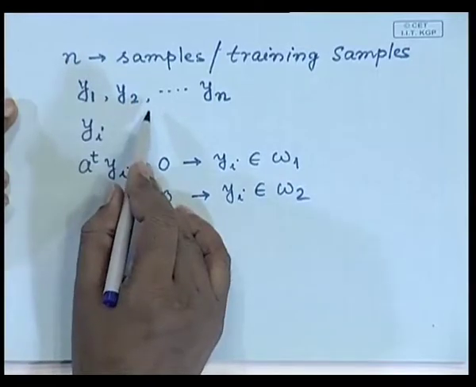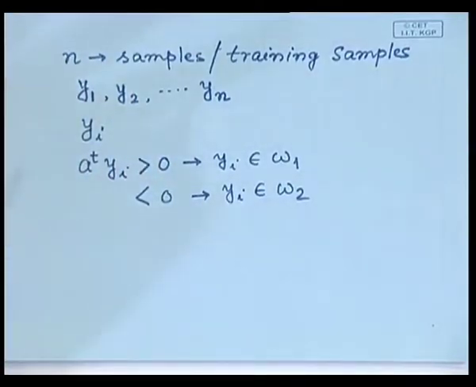I have some samples which are labeled as class omega 1, and some samples which are labeled to belong to class omega 2. Now, given a weight vector A, if I take all the samples labeled as omega 1 and find that for each of those samples A transpose y I is greater than 0, that means the given weight vector A is correctly classifying all the feature vectors labeled as class omega 1.